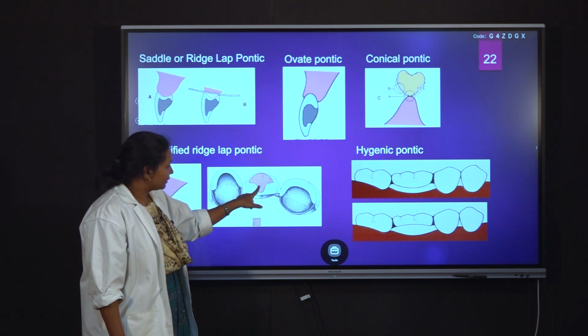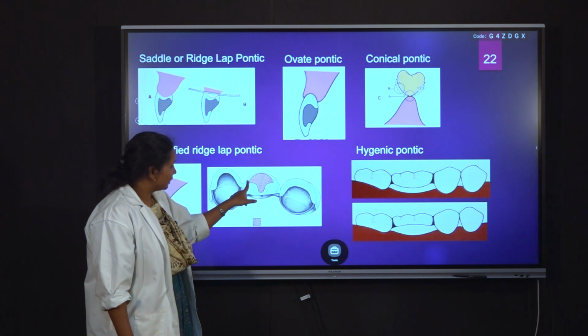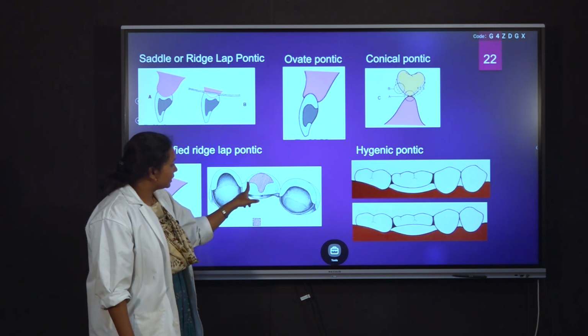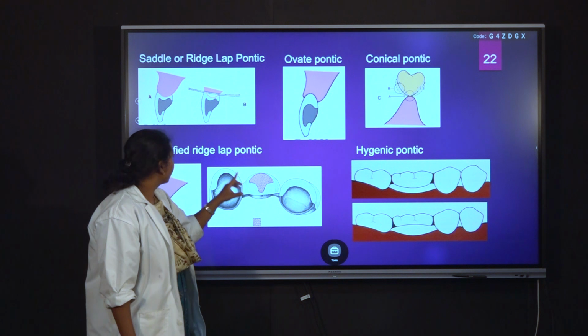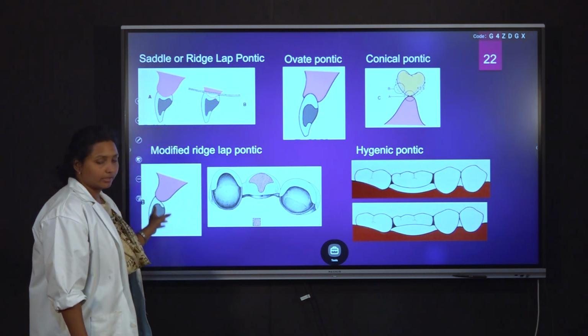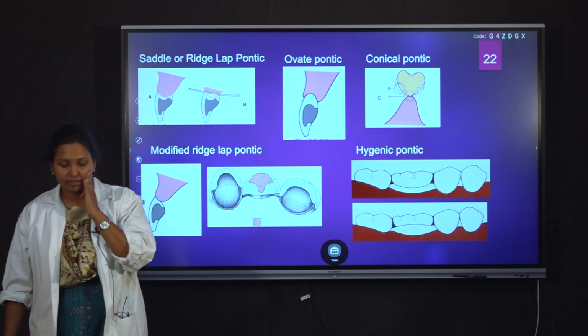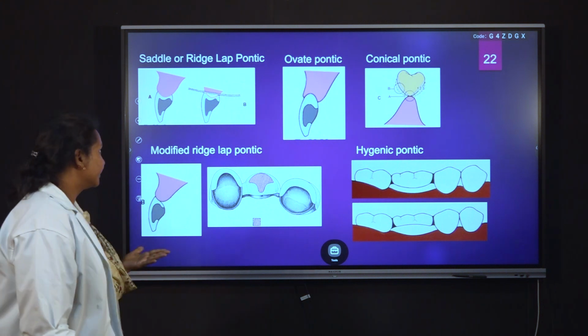The vertical part runs on the crest of the ridge, and the horizontal part will make contact on the buccal surfaces. Okay, this is called modified ridge lap Pontic. Here the contact will be there only on the buccal surface. This Pontic is generally given in maxillary posterior teeth, where aesthetics is of high concern.